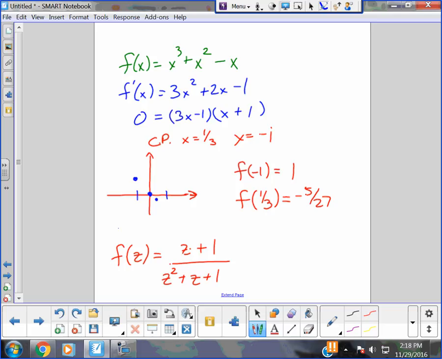You ready for me to draw the whole graph? It has a local max at negative 1 of positive 1. It has a local min of negative 5/27 at 1/3. The only thing I don't know for sure right now is the other two x-intercepts, right? So we could use IVT to put those into a range. And I just gave you pretty much an exact graph of this function in a matter of seconds.